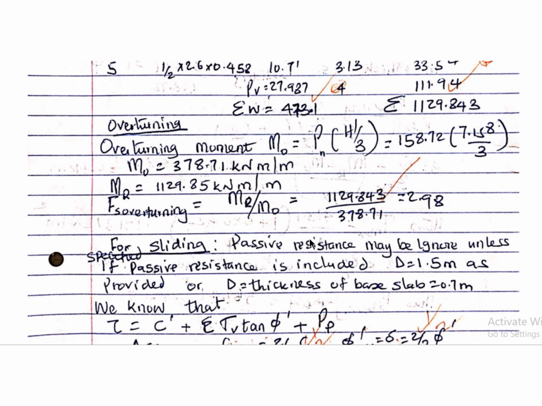So therefore you can balance out and see, of course, that the resisting moment is more than the overturning moment. It gives us a factor of safety of about 2.988, so that's good.